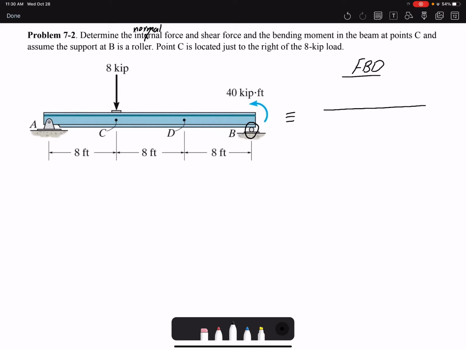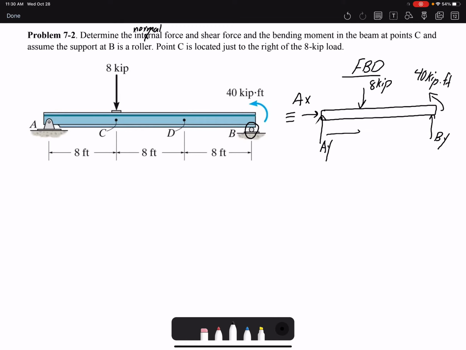If I draw the free body diagram, I have two supports. At A is pinned, so I have AY and AX. I have my 8 kilopound, or kip. I have BY, there is no BX, and I assume there is no friction. And I have the moment here. Now we can add the dimensions. 8 feet here, and 60.